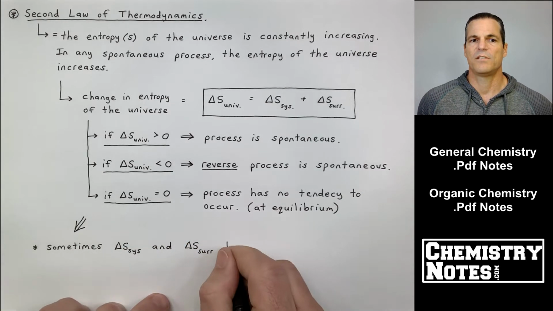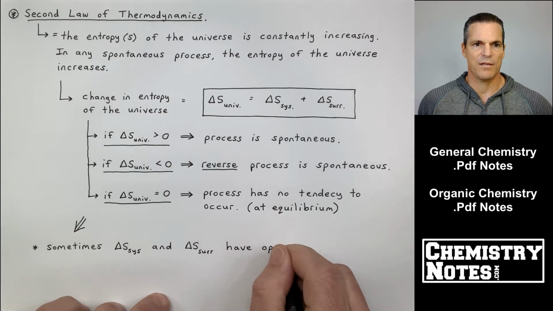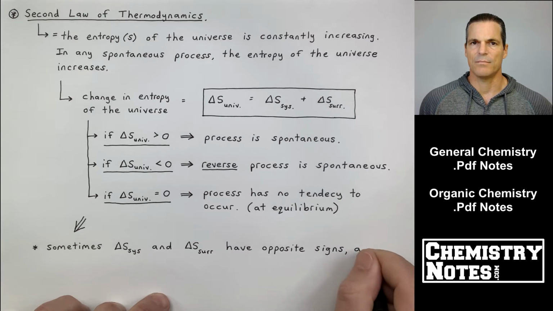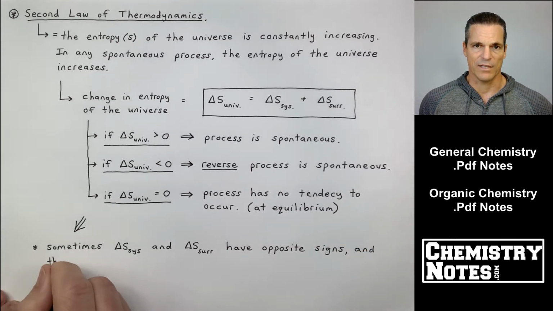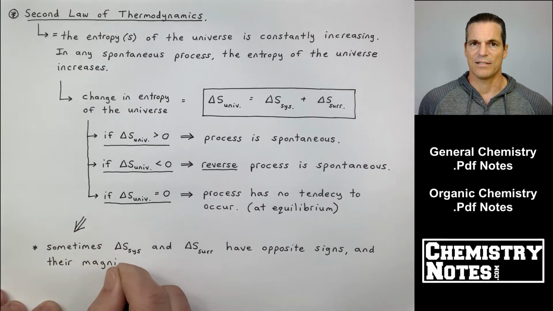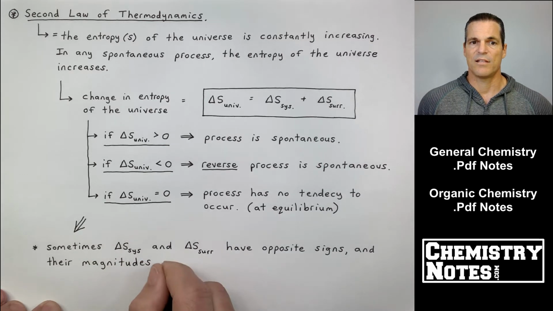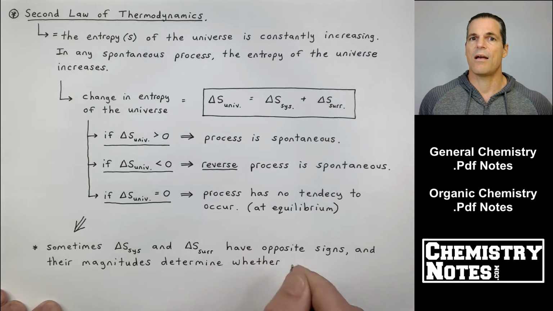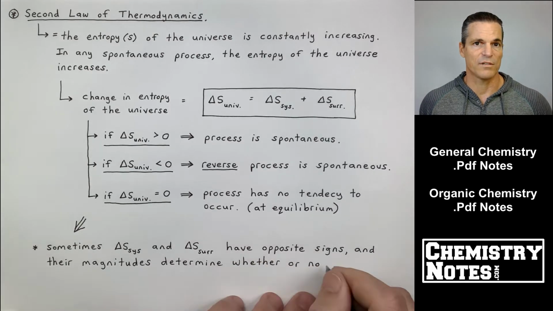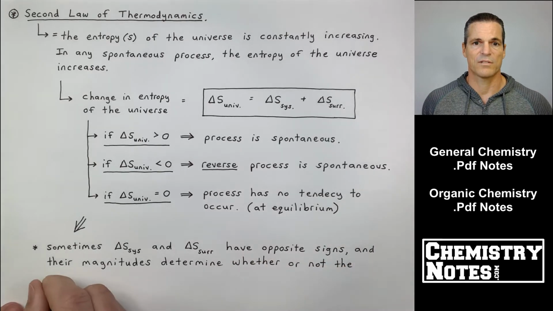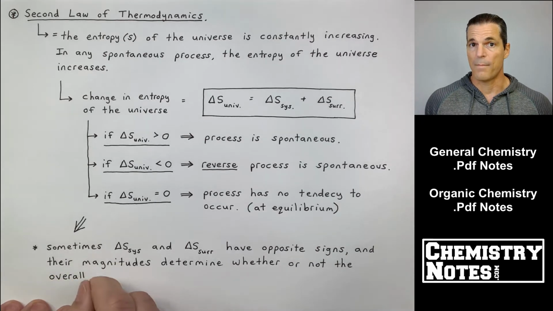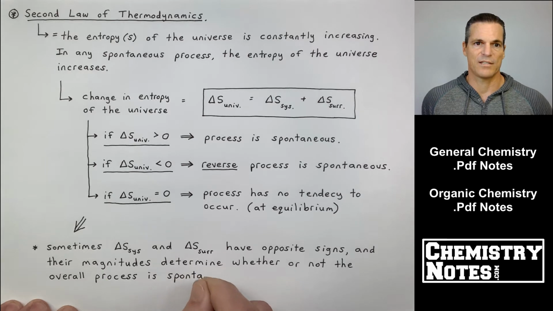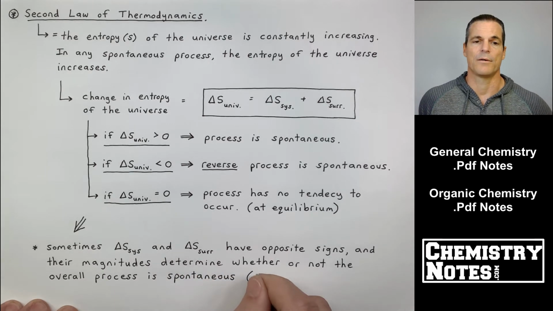Now, if you see that little asterisk down there in the notes, it says sometimes delta S system and delta S surroundings have opposite signs. If that's the case, then their magnitudes are going to determine whether delta S universe, the change in entropy of the universe, is overall positive or overall negative, and then in some freak circumstances perfectly equal to 0.